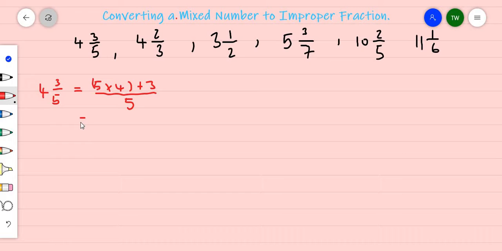And if we simplify this, 5 fours, that's going to give us 20. And 20 plus 3, that's going to give us 23. So final answer is going to be 23 over 5.